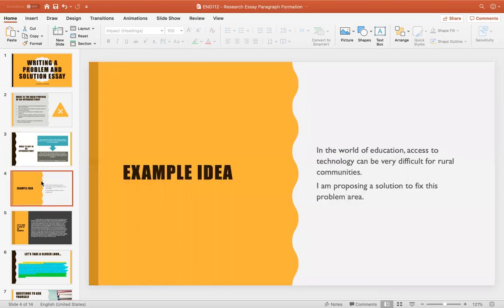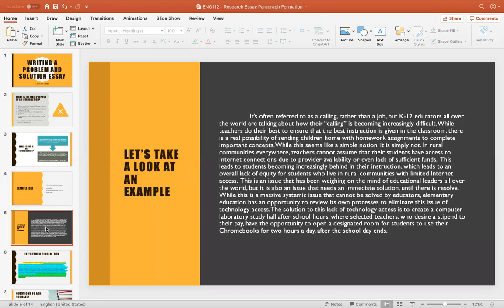So let's take a look at an example idea for what this could look like. In the world of education, access to technology can be very difficult for rural communities. This is clearly the problem component of the thesis. I am proposing a solution to fix this problem area. So, again, guys, this is just an example idea of what we're going to be doing. And I'm just kind of casting vision on what this example is going to look like in retrospect to your own essay. So, let's take a look at an example introduction.